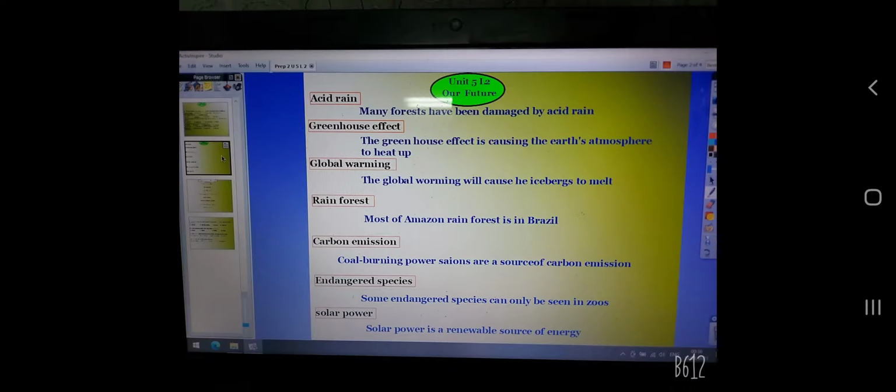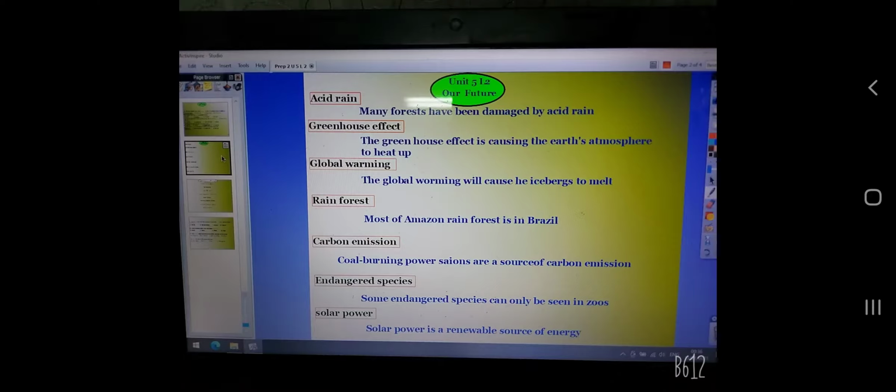Number 3, global warming. Global warming is a general increase in the world temperature caused by the increased amount of carbon dioxide around the Earth. For example, global warming will cause the icebergs to melt.